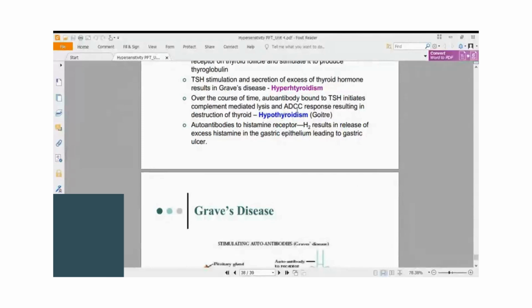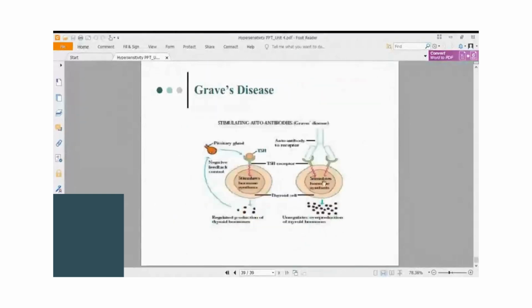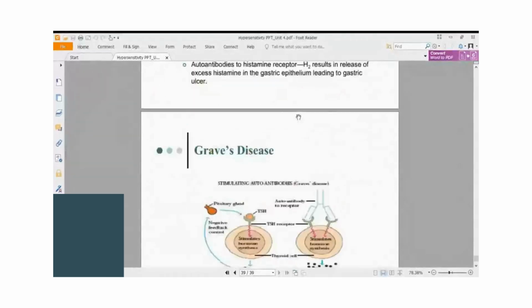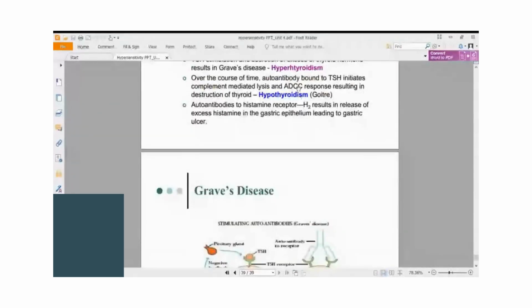And this may initiate not only complement mediated lysis, it may also initiate an ADCC response, antibody dependent cell mediated cytotoxicity, that also results in lysis of the target cell. Ultimately, the thyroid gland disappears because almost all follicle cells will be damaged and the place of the thyroid gland will be occupied by connective tissue.